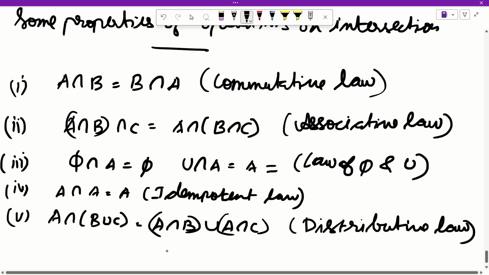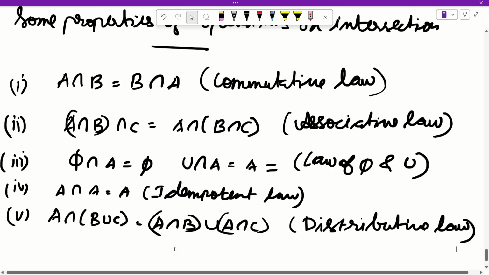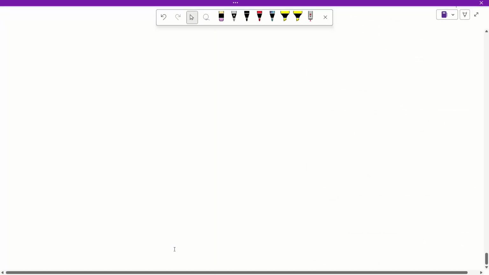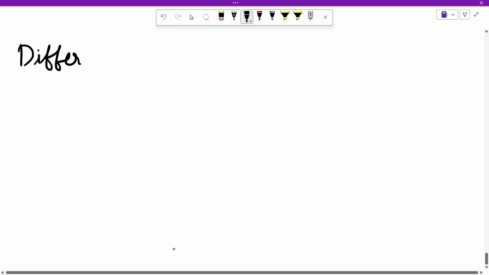Okay. Now let us learn about... Please learn these properties, guys. Pretty useful questions. Now let's learn about difference of set.